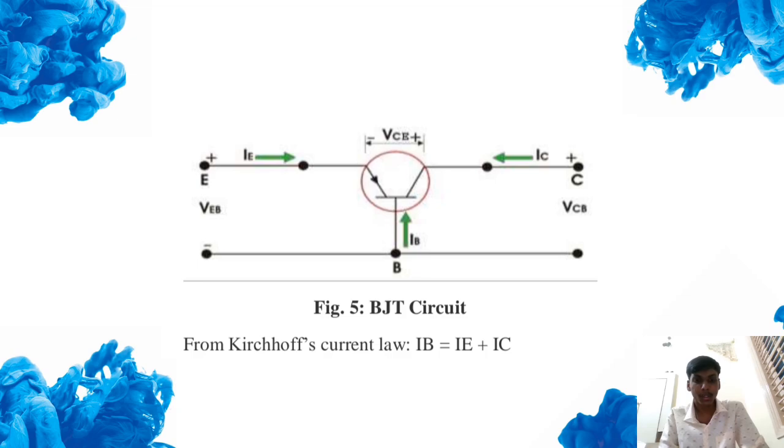This is the circuit of the BJT. From Kirchhoff's current law, IE is equal to IB plus IC.